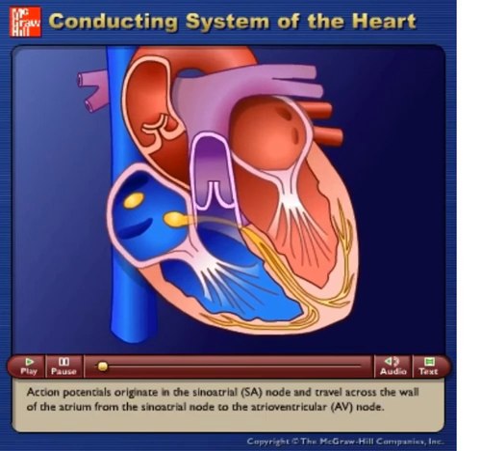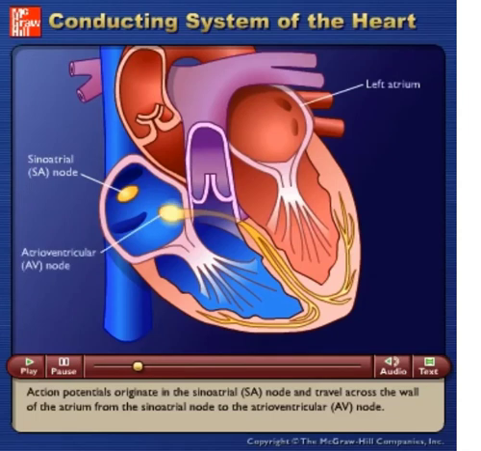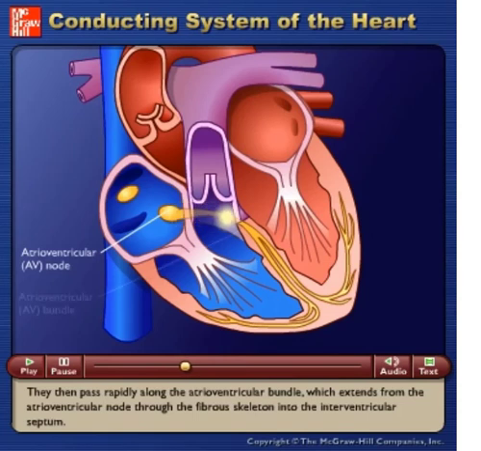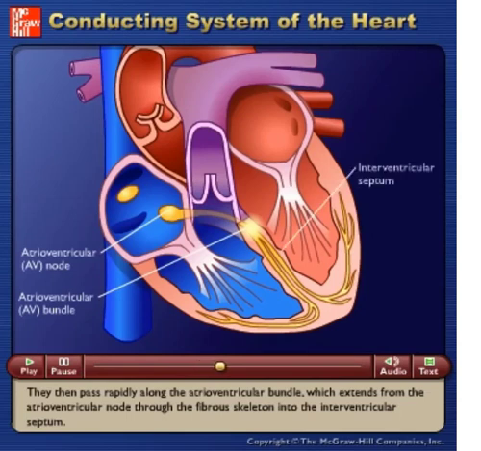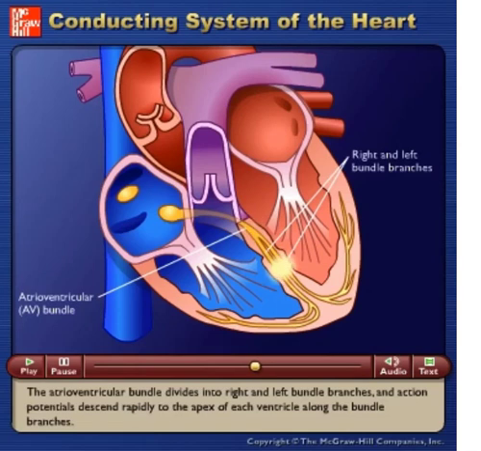Action potentials originate in the sinoatrial node and travel across the wall of the atrium from the sinoatrial node to the atrioventricular node. Action potentials pass slowly through the atrioventricular node to give the atria time to contract. They then pass rapidly along the atrioventricular bundle, which extends from the atrioventricular node through the fibrous skeleton into the interventricular septum. The atrioventricular bundle divides into right and left bundle branches, and action potentials descend rapidly to the apex of each ventricle along the bundle branches.